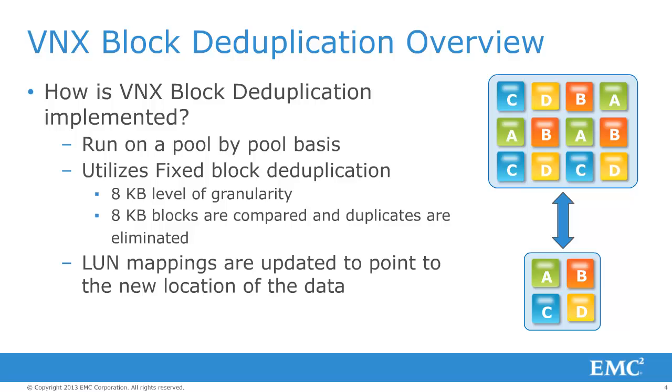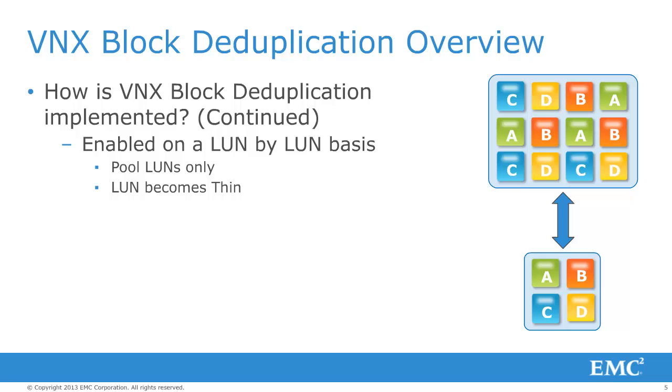Before duplicate data is removed, the LUN mappings for these blocks are updated to point to the data being retained on the system. When accessed, the I/O will be redirected to the shared block. VNX block deduplication is enabled on a LUN-by-LUN basis. Deduplication can only be enabled on pool LUNs, and the LUNs become thin when deduplication is enabled.